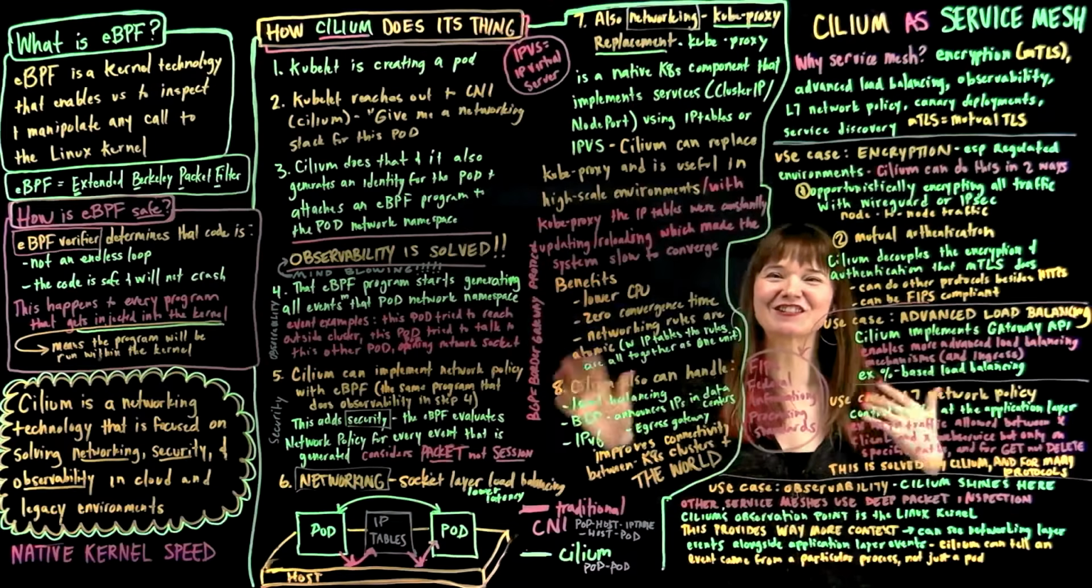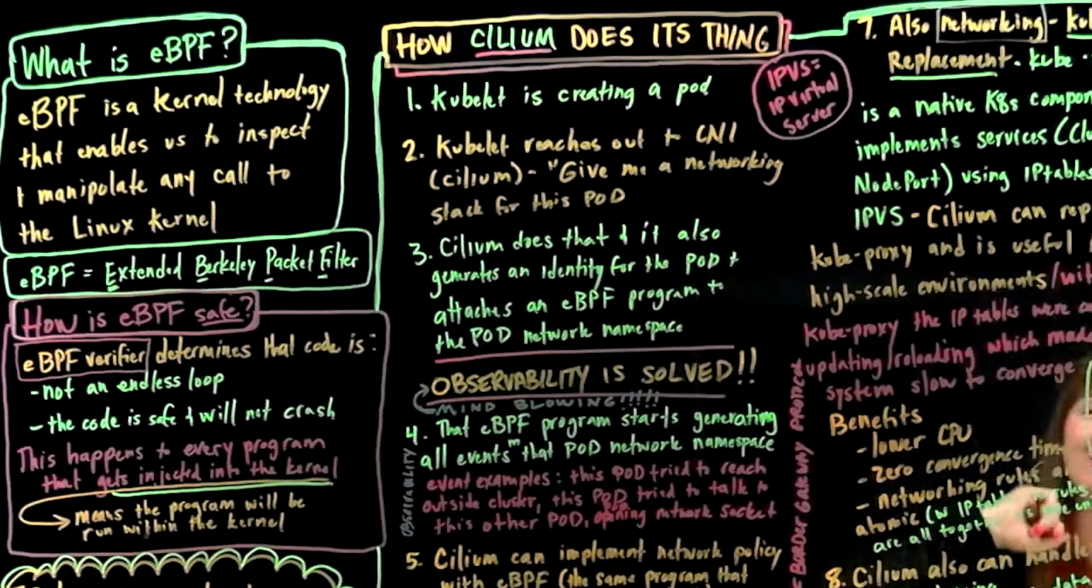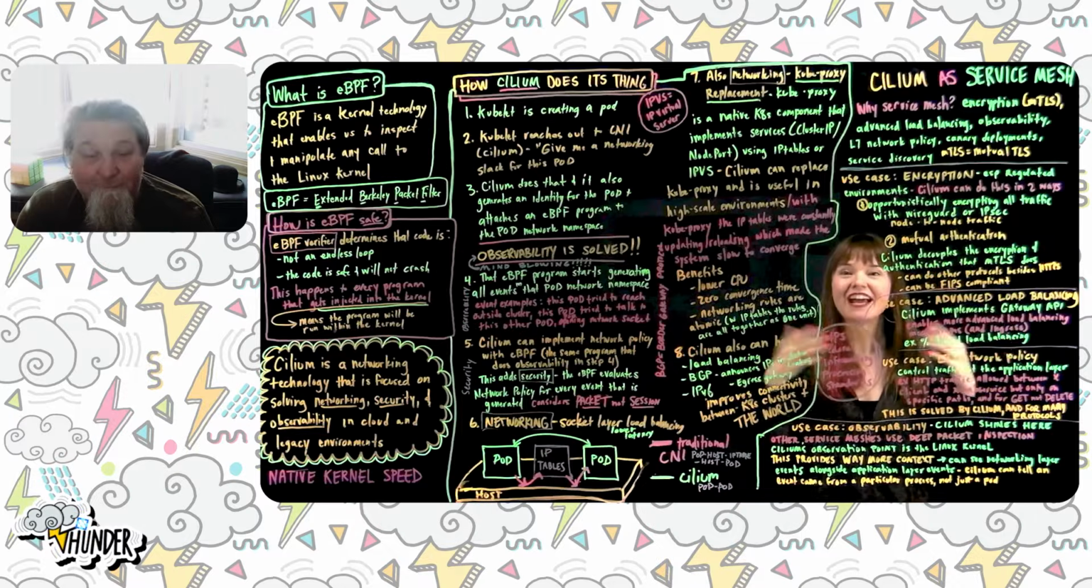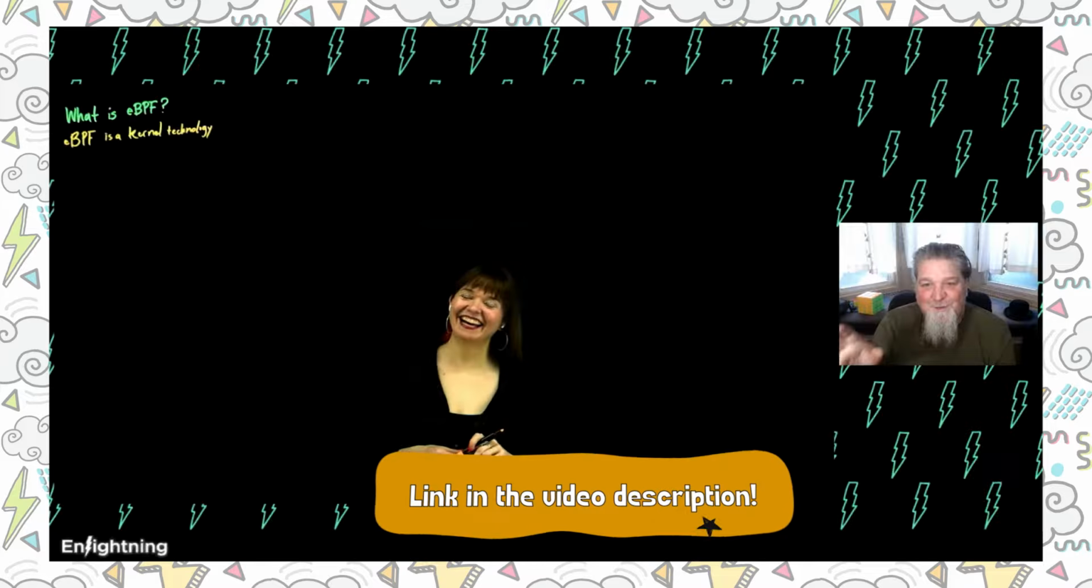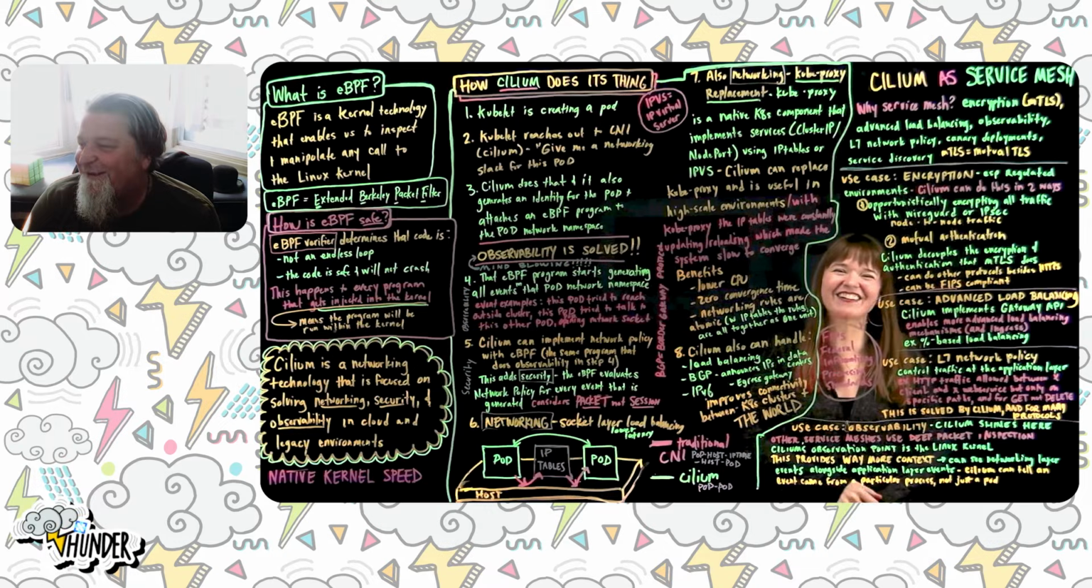So during the stream earlier, Duffie was like, okay, it's a kernel technology that enables us to inspect and manipulate any call to the Linux kernel. I was just taking it in, my jaw kind of dropped, and Duffie's like, I can see what you're thinking. How is this safe? Yeah, that's exactly what I was thinking. The very first time I ever heard that phrase, I was like, but why? It can't be safe. How is that okay?